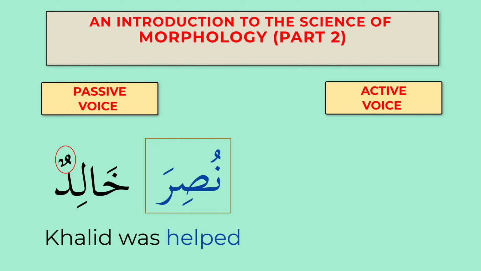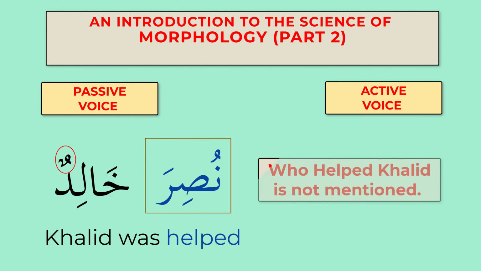But we don't know who helped him. Somebody helped him, but we don't know who that person is. And in fact, it could have been more than one person that helped Khalid. And in this case, the verb would not change. So Nusira is he was helped. Who did the helping? It's not mentioned. So we're not talking about the passive voice. We'll be speaking about the active voice. Okay, so that's a point there.